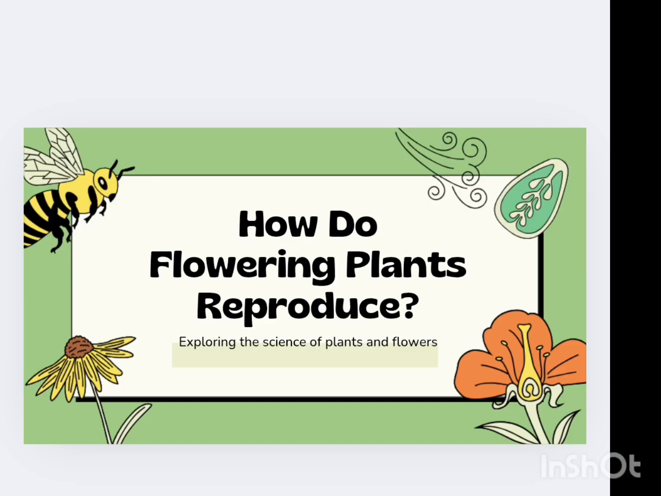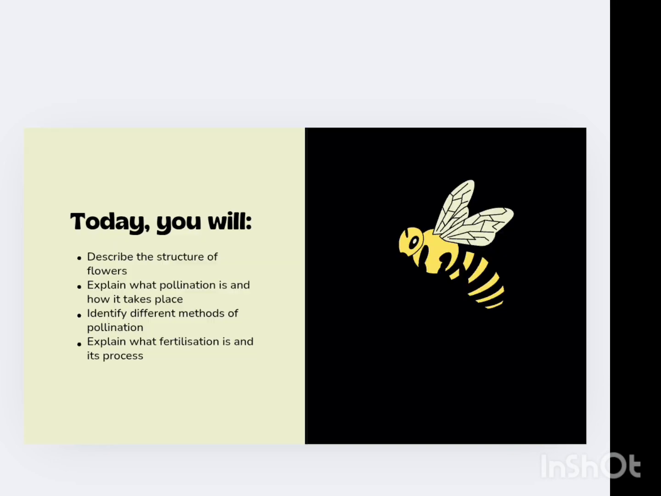How do flowering plants reproduce? Today we are going to see what the structure of a flower is, explain what pollination is and how it takes place, identify different methods of pollination, and how fertilization takes place and what its process is in detail. First of all, for learning how they reproduce, we have to see the structure of a flower.